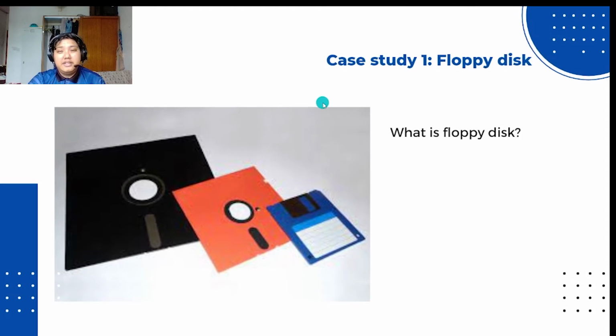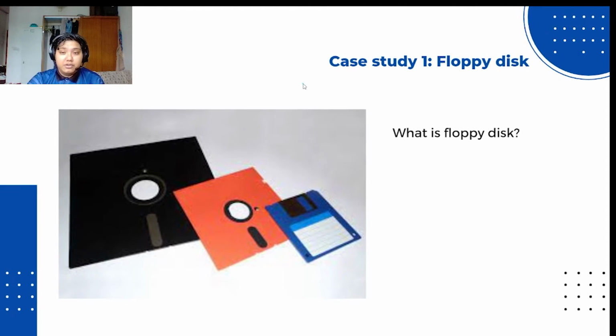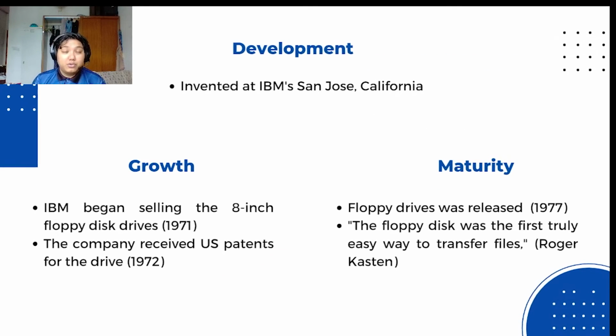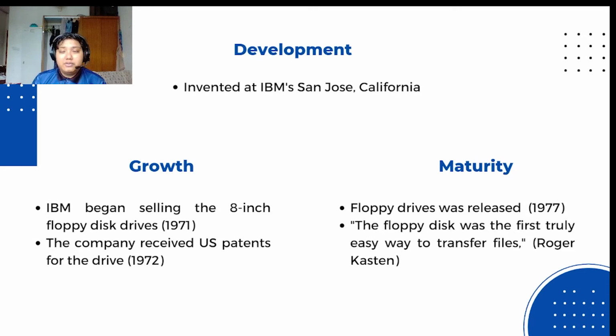Okay, let's go to the next slide, which is the first case study, the floppy disk. What is actually a floppy disk? A floppy disk is a flexible disk that is coated with magnetic material. What is the main purpose of the floppy disk? It is to store data.